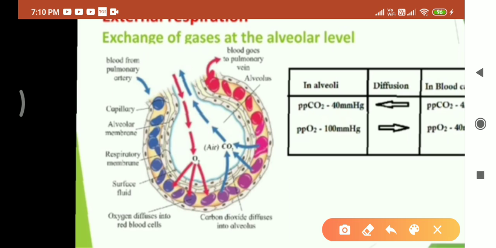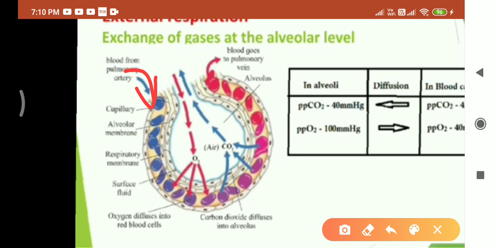The next important thing is, what is the function of the pulmonary vein? Whenever you're talking about the pulmonary vein, it carries oxygenated blood. Everywhere else in your body the veins carry deoxygenated blood, but only the pulmonary vein carries oxygenated blood. This is an important factor. So pulmonary veins take the oxygenated blood, and the pulmonary artery takes the deoxygenated blood, right?